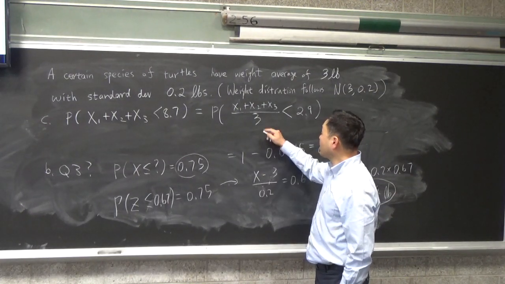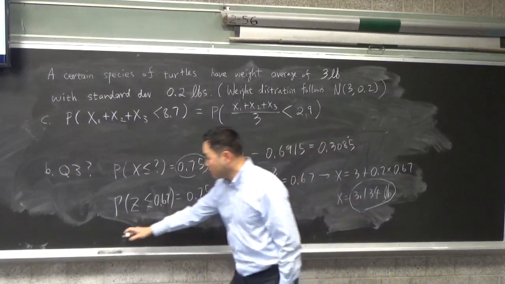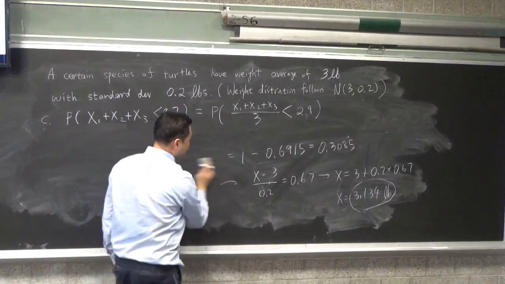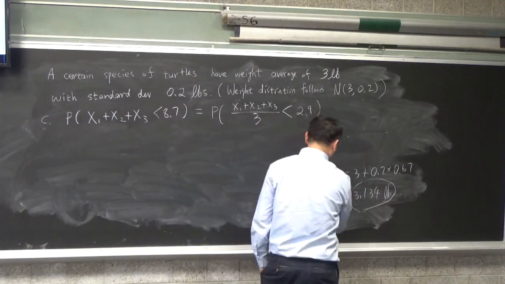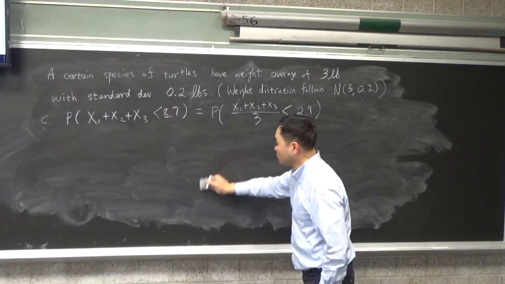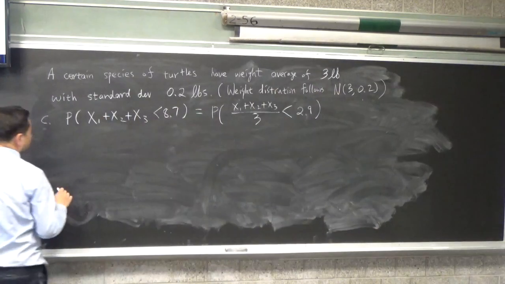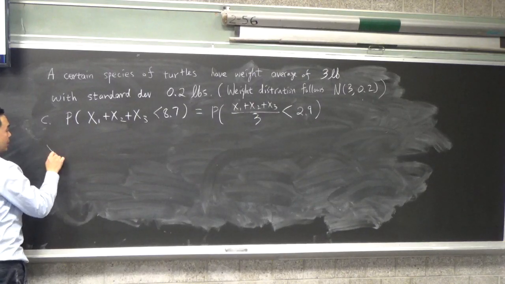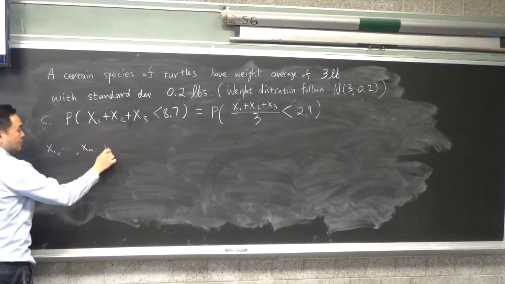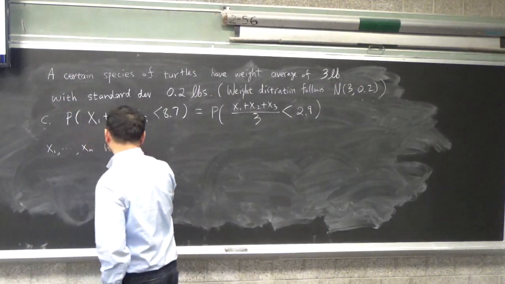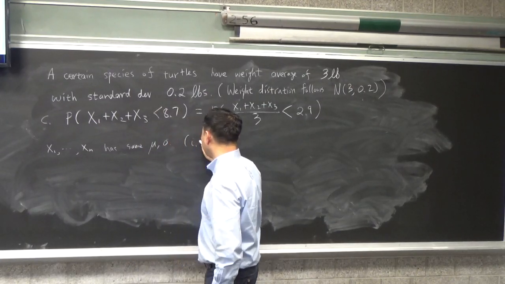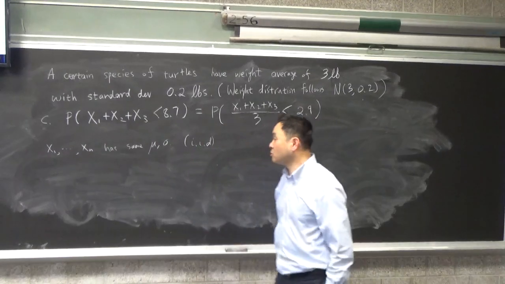The reason I'm dividing by 3 is because I proved the following facts about expectation values and standard deviation a long time ago, which is that if x1 through xn have the same mu and sigma and are also IID, the same distribution, okay?